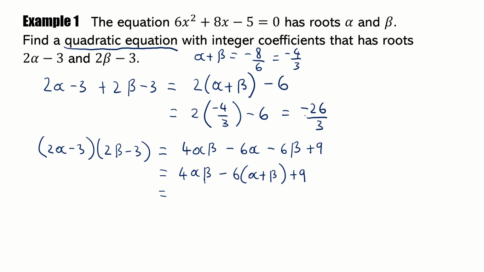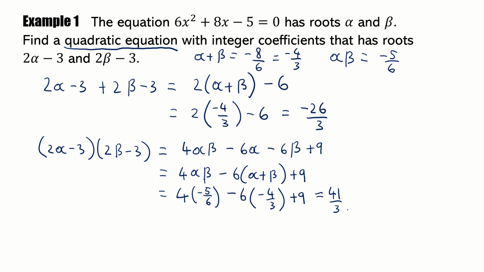And alpha beta, the product of the original roots, can also be found from the original quadratic, because it's just going to be c over a, so that's minus 5/6 in this case. So therefore, the value we want to find is 4 lots of minus 5/6, minus 6 lots of minus 4/3, plus 9. That will come to 41/3. So all we now need to do to find the equation of the quadratic is to put it in that structure we mentioned before.